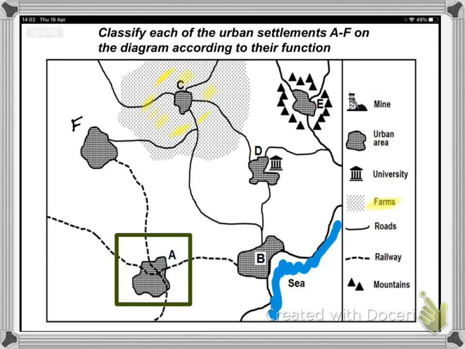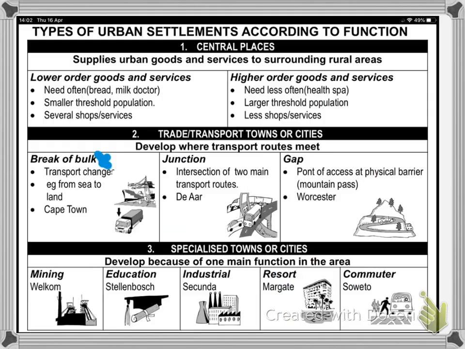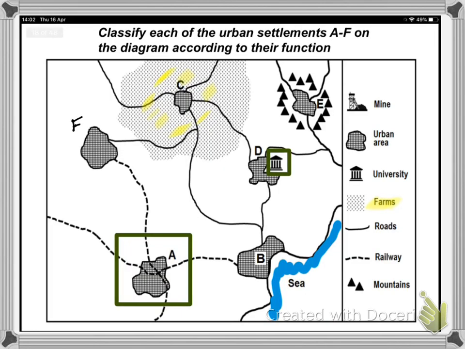Now we move on to D. There's a clear clue for us there. What is that? A university. Good. So now this one will fall under right here, education. So that is number 3, specialized towns or cities, and it focuses on education. Okay, C, D, now we go to E.